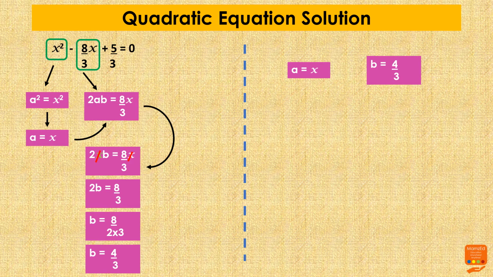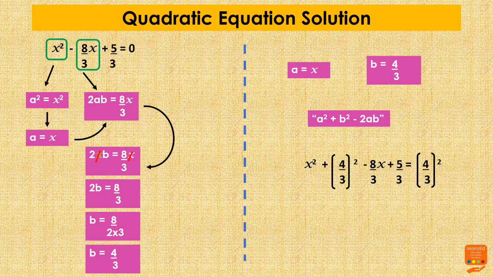So let's try to further rearrange the quadratic equation and try to write it in the form of a squared plus b squared minus 2ab. So we know that a is equal to x, so a squared will be x squared. We know that b is equal to 4 by 3, so b squared will be (4 by 3) squared. And we know that 2ab will be 2 multiplied by x multiplied by 4 by 3, which will be 8 by 3x.